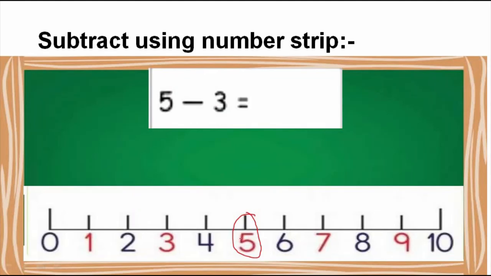So, move to the left side. I repeat, to the left side, or backward, of the given numbers. How many steps do we have to move right now? As our sum is 5 minus 3, we have to move 3 steps backward. Okay, where do we reach? We reach number 2. So we can say that 5 minus 3 is equal to 2 with the help of this number line. Okay.